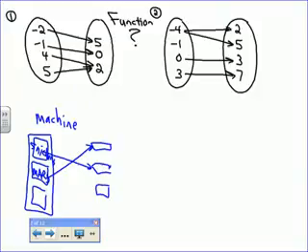Okay, looking at that first relation, what do you guys think? Will that be a function? Is that machine a function? Rosie and Lacey say yes. Does each input still have one output? Yes. So yes, it is a function.